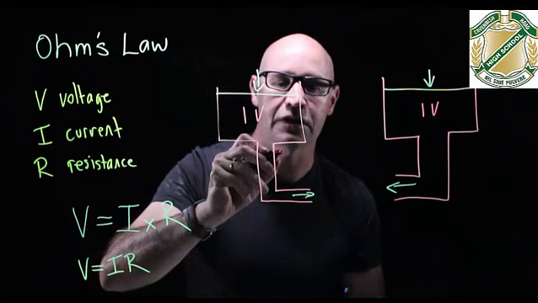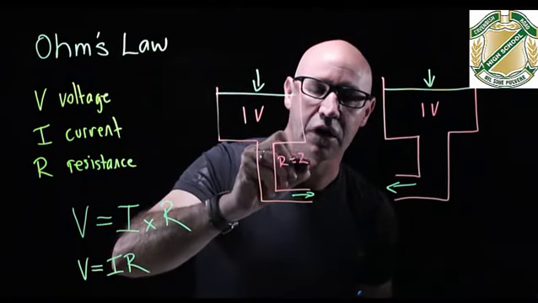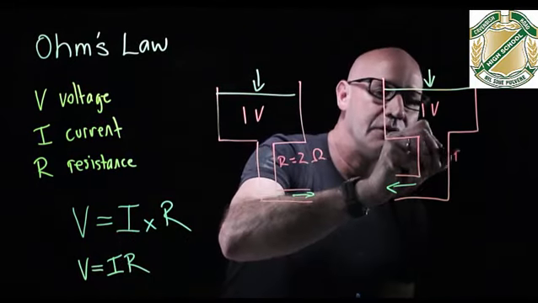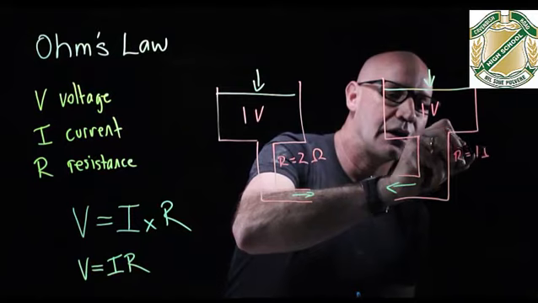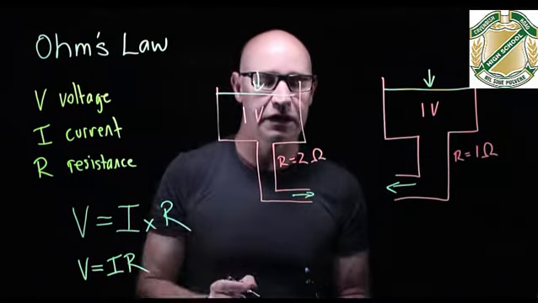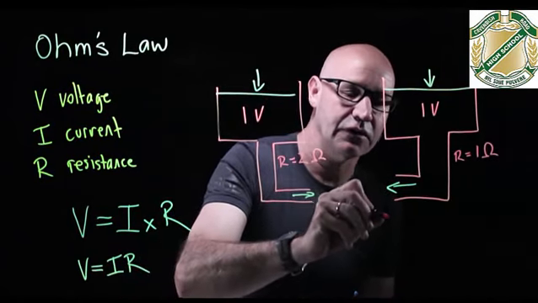So let's say that it's got a resistance of 2 ohms. And this one here has got a resistance of 1 ohm. Okay, now, based on that, can we work out what this current is? Let's do this one first.